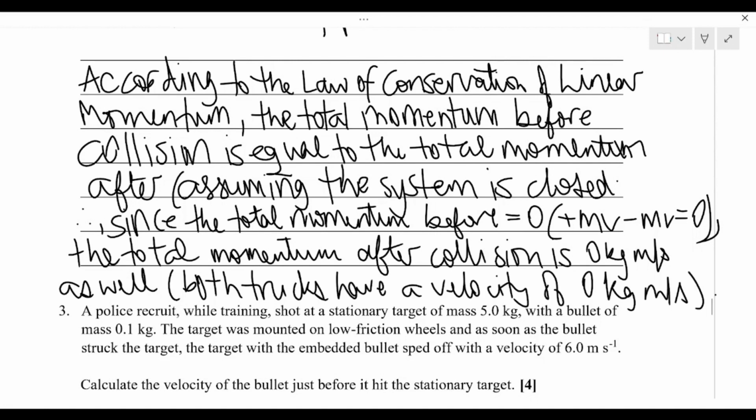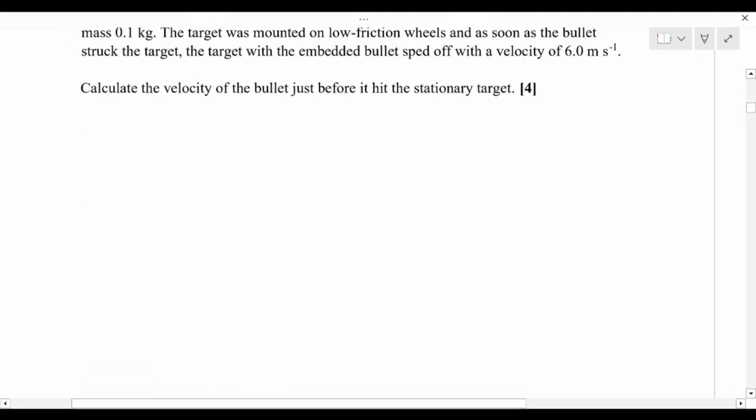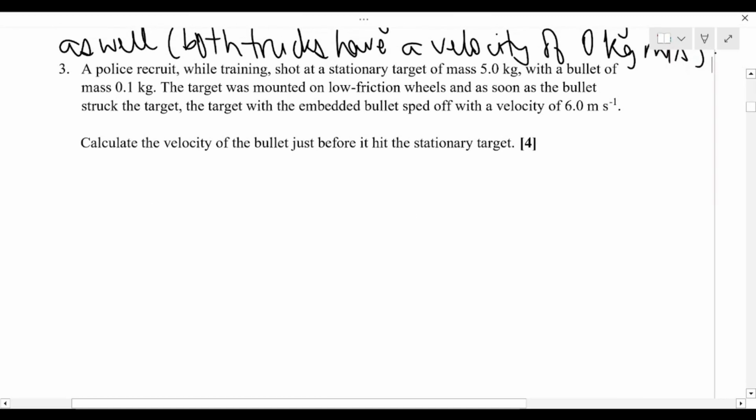Right. The next question. A police recruit, while training, shot at a stationary target of mass 5.0 kilograms with a bullet of mass 0.1 kilogram. The target was mounted on low friction wheels, and as soon as the bullet struck the target, the target with the embedded bullet sped off with a velocity of 6.0 meters per second. Calculate the velocity of the bullet just before it hit the stationary target.